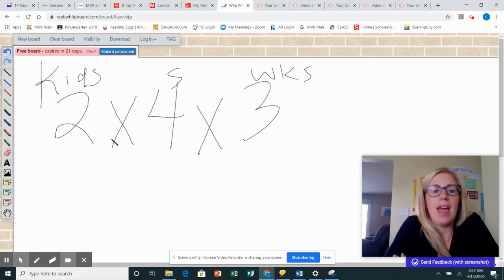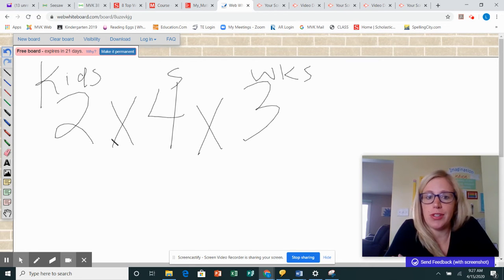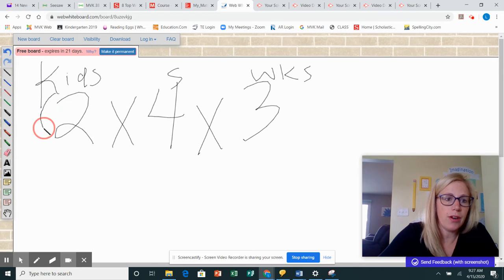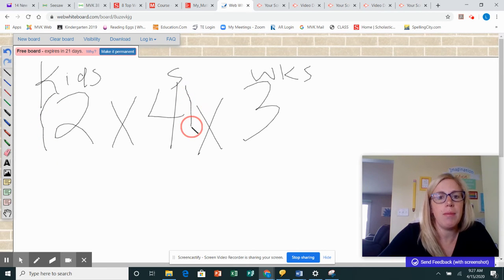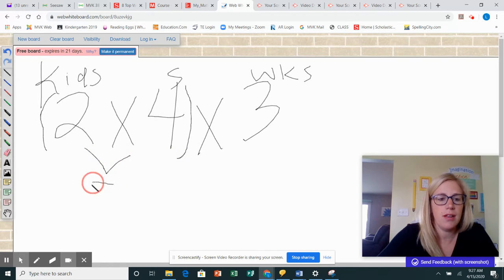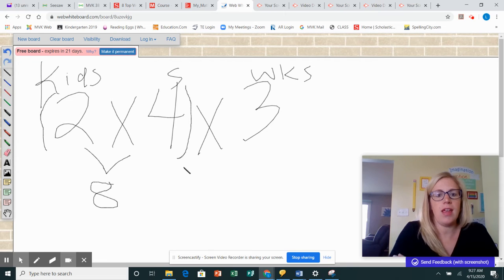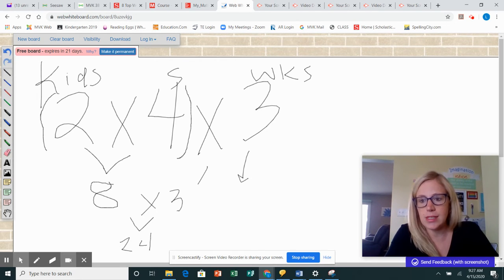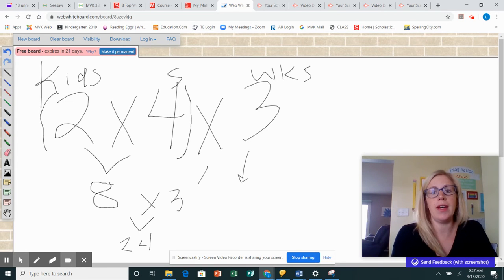Okay, so we have 2 times 4 times 3. It does not matter which way we multiply this. You choose, the product will be the same. We can do 2 times 4 first. That means I put my parentheses around here. Parentheses tell you what to do first. 2 times 4 gets me to 8. And then I bring down the other parts of the equation. 8 times 3 gets me to 24. That'll be 24 stickers.